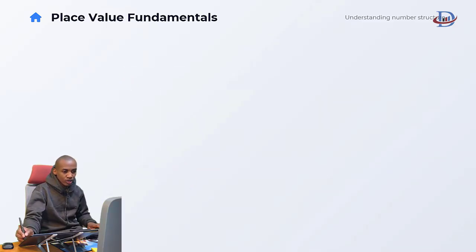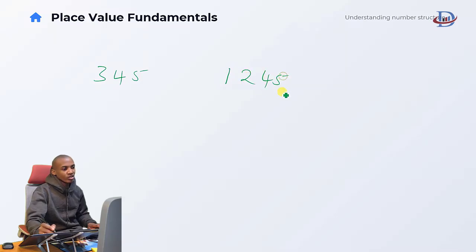Let me show you the concept. I can have a number like 345, and a number like 1245. This number has 3 digits, and this number has 4 digits. Let's add another one here, 212445. You see, this one has 5 digits.